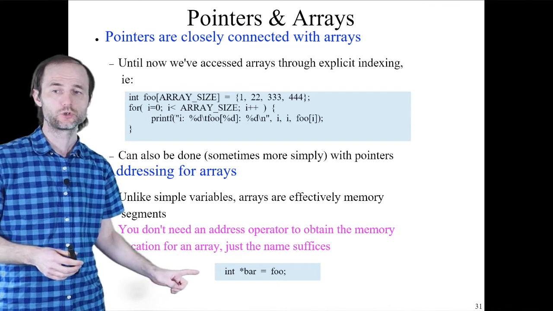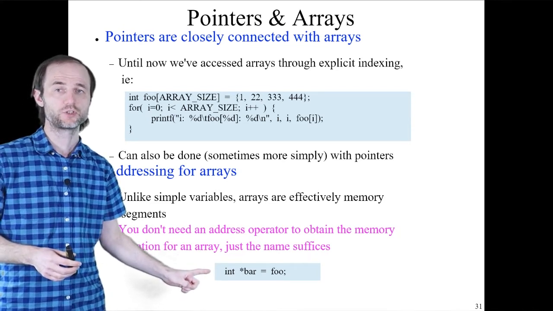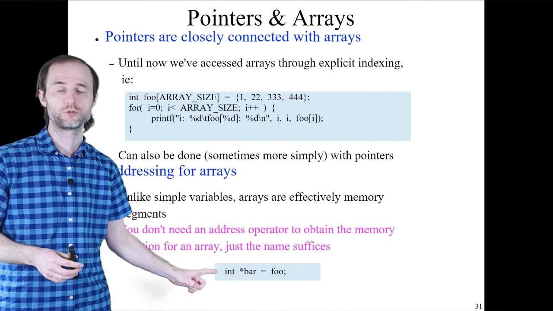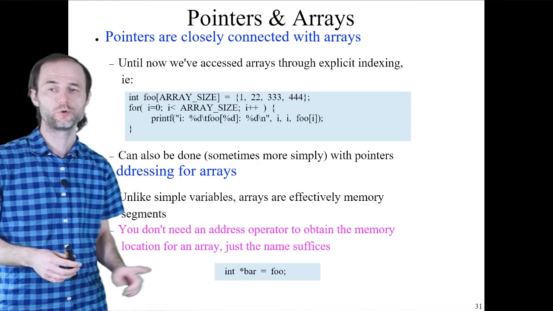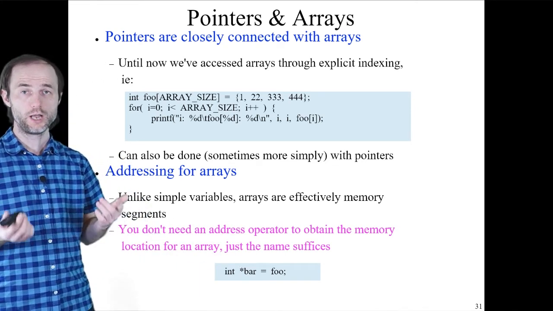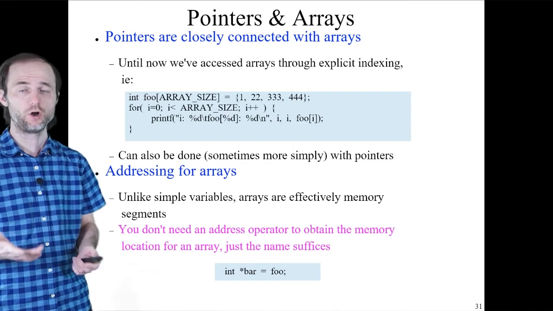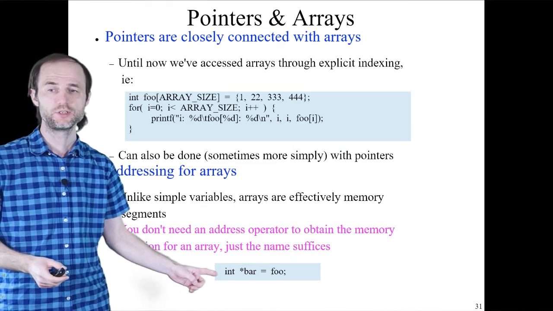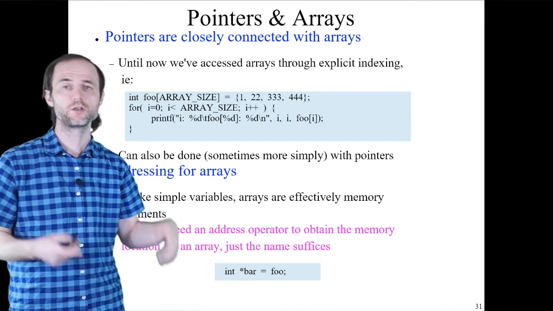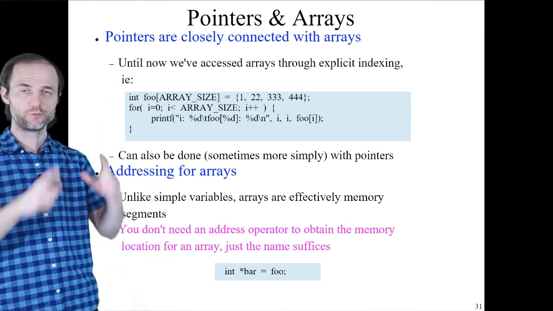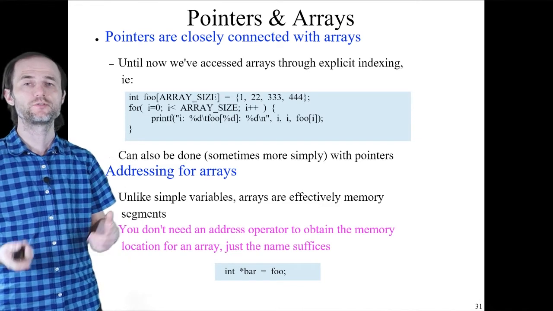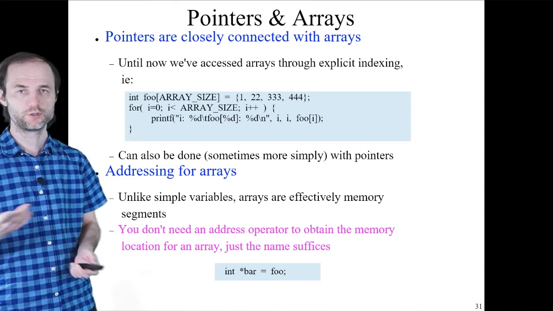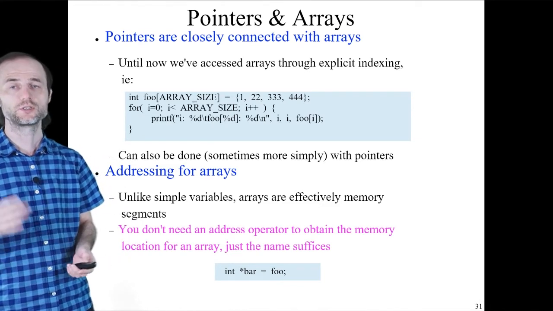So in order to obtain the address of the array, all you need to do is to say int star bar is equal to foo, and bar will contain the address of the first element of the array. You could equivalently write this as int star bar is equal to ampersand of foo 0 in brackets. So that would be the address of the very first or 0th element, because in C, all the indexing starts with 0.